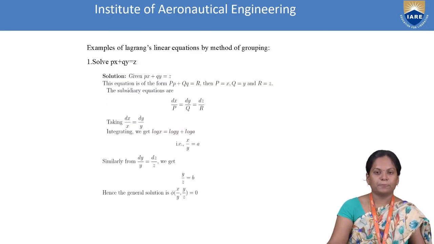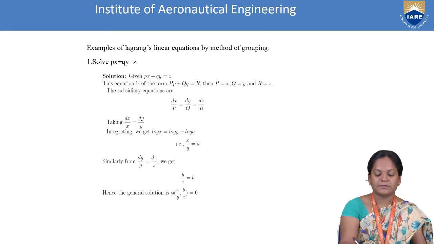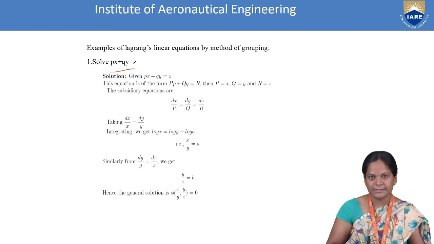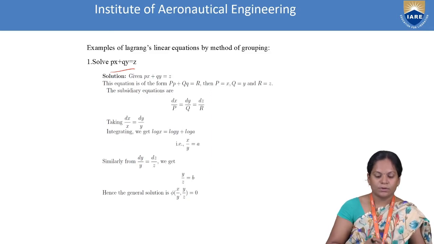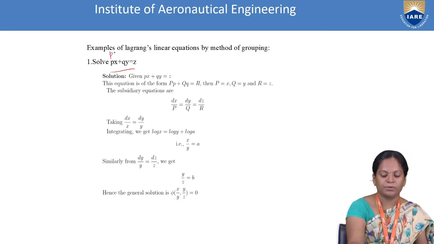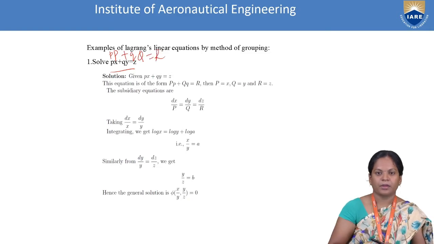Now here we have one problem, px plus qy equal to z. What is the first intention? We have to check whether the given partial differential equation is linear or not. Is the Pp plus Qq equal to R form there or not? We have to check that. So small p into capital P plus small q into capital Q equal to capital R. What is capital R here? z. Capital P is nothing but y. Capital Q is nothing but x.